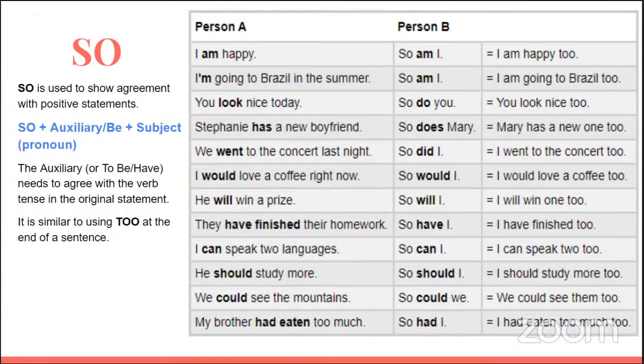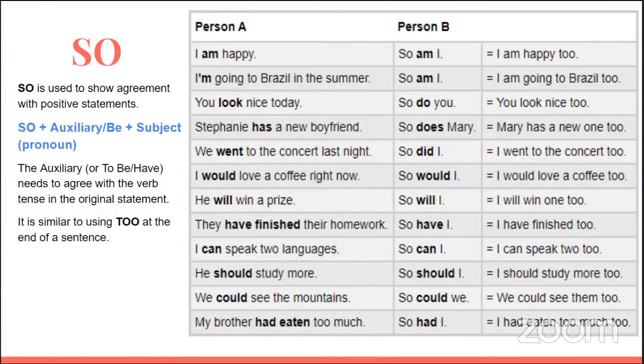I can speak two languages. So can I. I can speak two too. He should study more. So should I. I should study more too. We could see the mountains. So could we. We could see them too. My brother has eaten too much. So had I. I had eaten too much too.